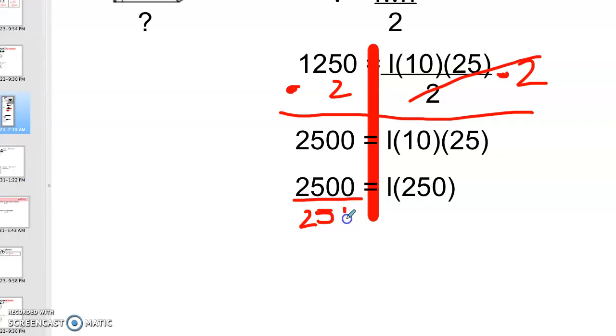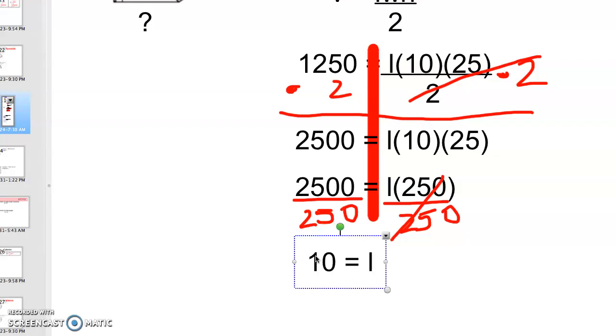Okay. Bear with me, it's a little hard to write on here. All right. And then that's going to cancel, and we're just going to be left with our variable. So 2,500 divided by 250 is 10. So 10 is my blank.